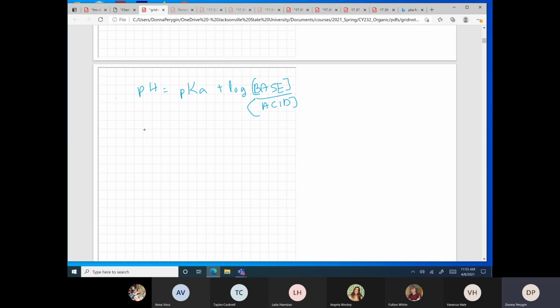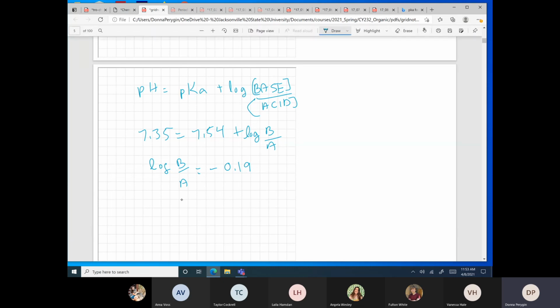All right, and so that's going to be 7.35, our pH, is equal to 7.54 plus the log of the concentration of base to acid. I'm just going to write B over A because my computer's acting up. All right, so the log of the base over the acid is equal to 7.35 minus 7.54, which equals negative 0.19. Okay.